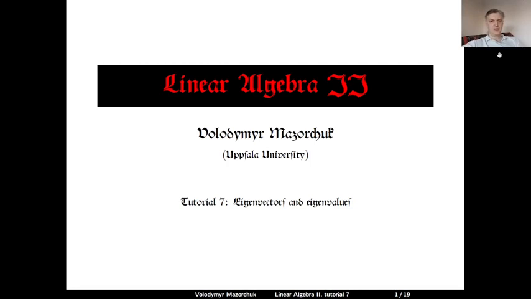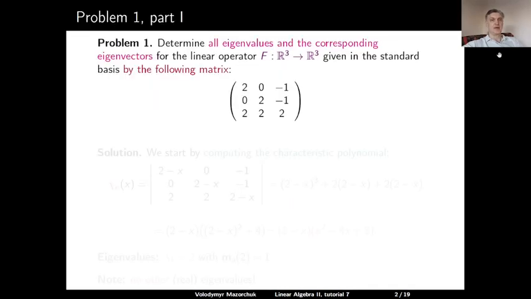Linear Algebra II, Tutorial 7, Eigenvectors and Eigenvalues. Problem 1. Determine all eigenvalues and the corresponding eigenvectors for the linear operator f from R^3 to R^3, given in the standard basis by the following matrix: 2, 0, -1, 0, 2, -1, 2, 2, 2.